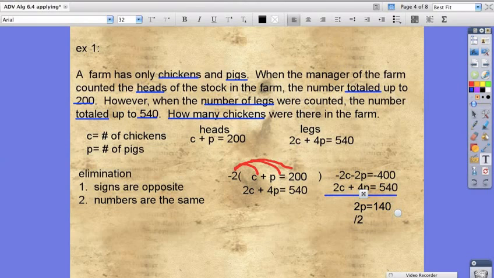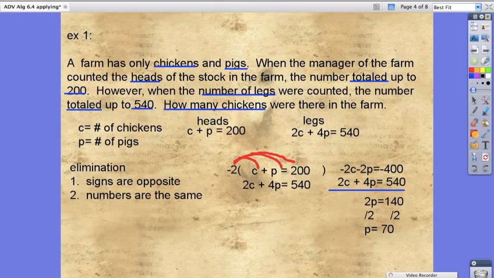We're going to divide by 2 on both sides, and we get p is equal to 70. Some of you would think that we're done, but this would actually give you the wrong answer. P is equal to the number of pigs, and we have 70 pigs. They want the number of chickens.